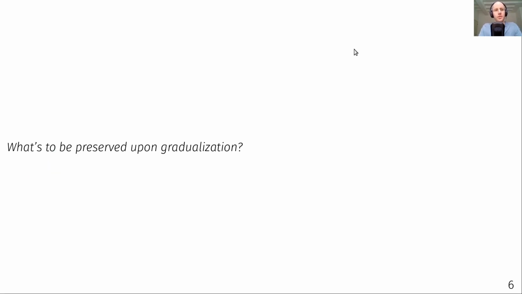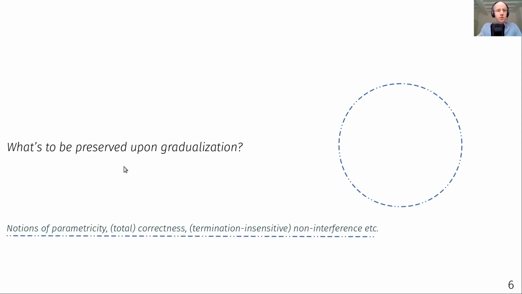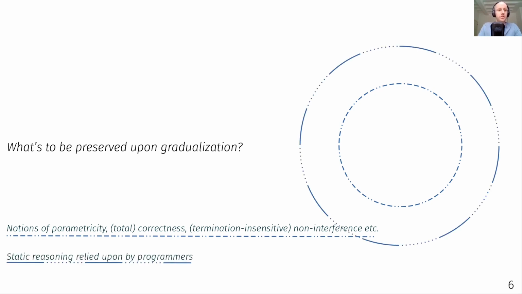So, given the question, what's to be preserved upon gradualization? Well, earlier we said that in the statically typed portions, we want to enjoy the benefits of static types, including, for instance, some notion of parametricity, correctness, or non-interference. Then the question becomes, does everything that a static language programmer cares about or relies upon when reasoning about static code follow from these notions? Well, in general, this might not be the case. In general, it's almost certainly not the case. A static language programmer can care about something which is not implied by your notion of parametricity or correctness.